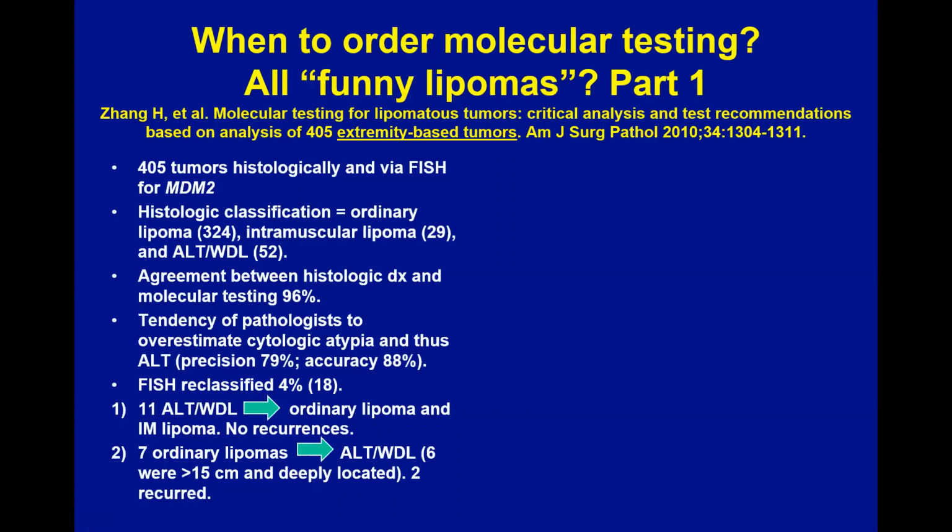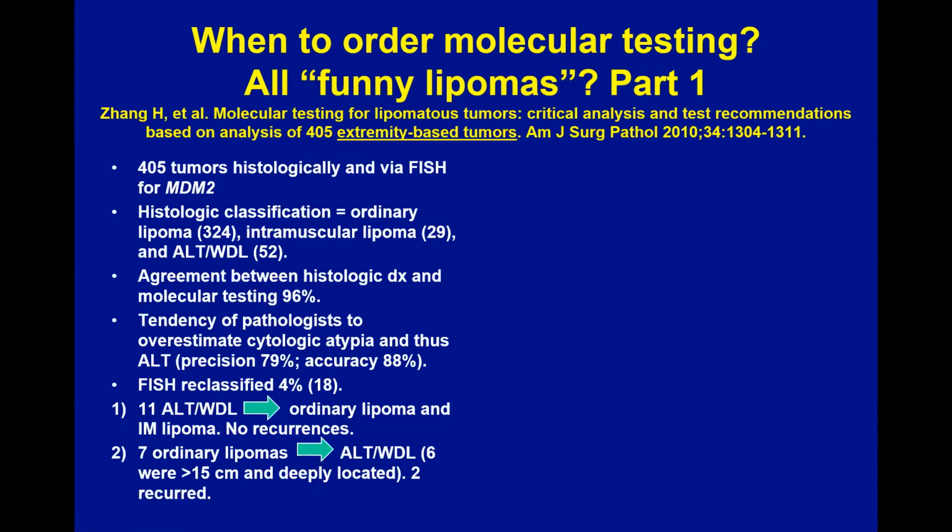So where did the areas of reclassification occur? Well, as I mentioned earlier, the biggest problem was overcalling. So we had 11 cases of ALT that, with FISH analysis, were found to be ordinary lipomas. And among that group of tumors, none of those developed local recurrences. We go back over here to the seven ordinary lipomas that were reclassified via FISH analysis as atypical lipomatous tumors, well-differentiated liposarcomas. Now, within this group, there's some important points that we should make, and that is that among the seven tumors, six of these tumors were really large. They were greater than 15 centimeters, and all of these six tumors that were greater than 15 centimeters were deeply located. It's also important to point out that two of these tumors locally recurred.